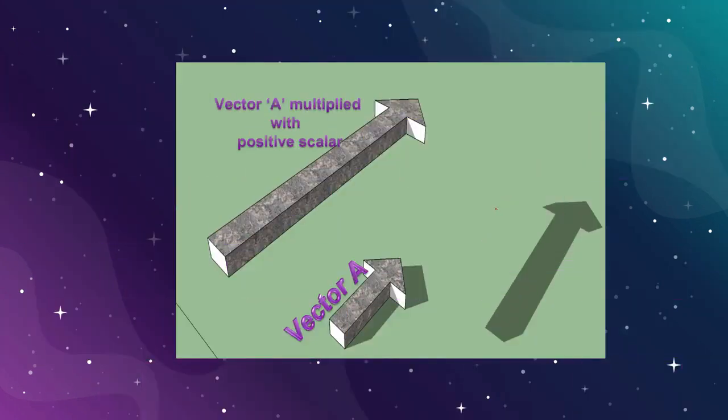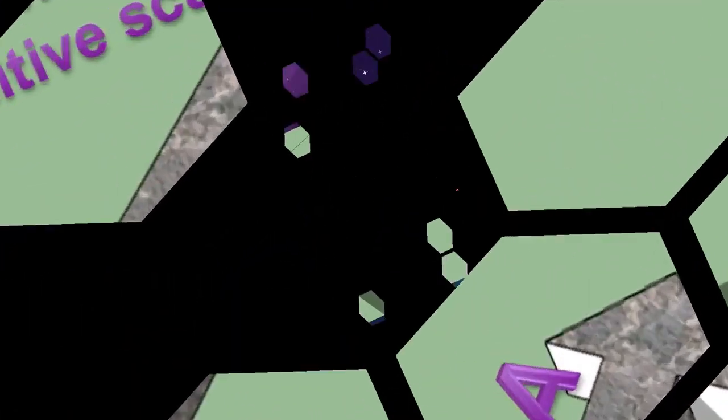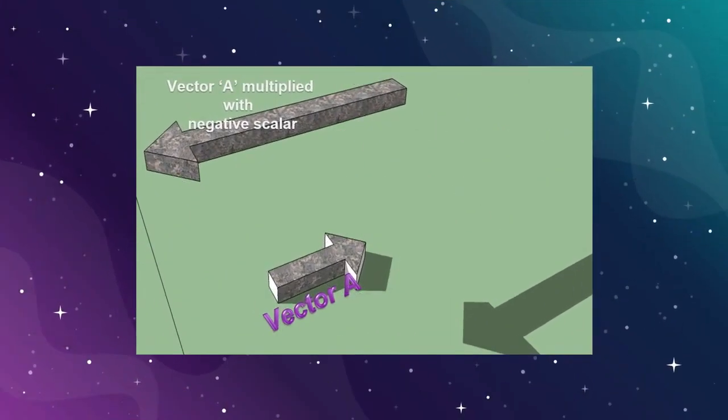Now, if we multiply a vector with a scalar quantity, say my vector A is multiplied with another scalar quantity, then the magnitude of this vector will increase and the direction will be the same as that of the earlier vector. If vector A is multiplied by a negative scalar, then the magnitude will increase but the direction of the vector will change. So, if the earlier vector was moving towards the right side, then after multiplication with a negative scalar, it will move towards the left side.